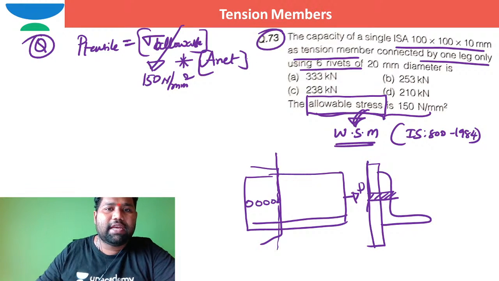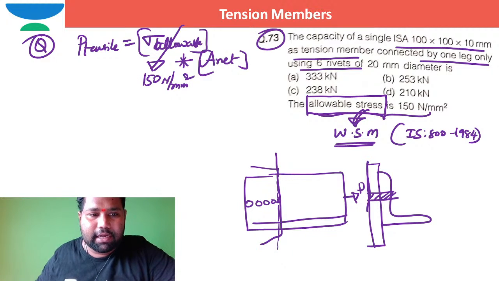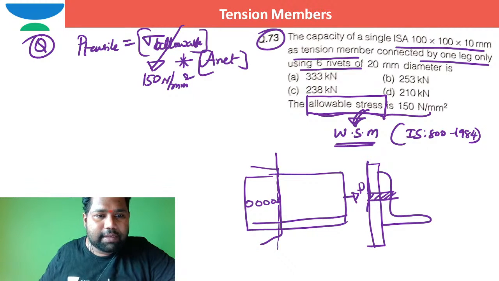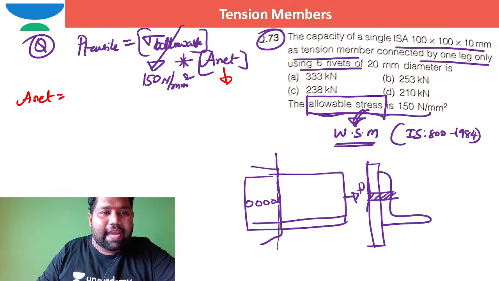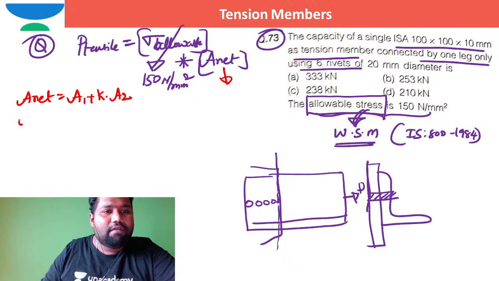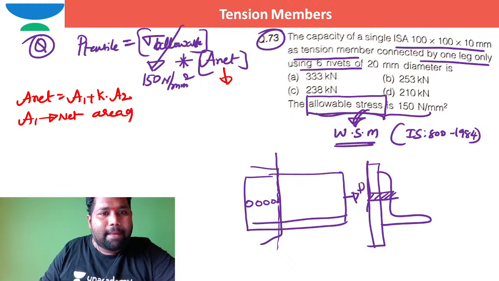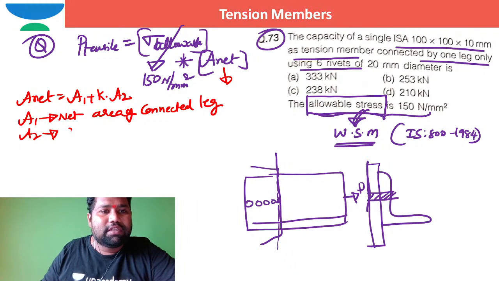How to work out the net area as per the old code of practice. So as per the old code of practice, how can we write the net area? When an angle is connected, it is A1 plus K times A2. What is this A1? A1 stands for net area of connected leg. A2 stands for gross area of outstanding leg.